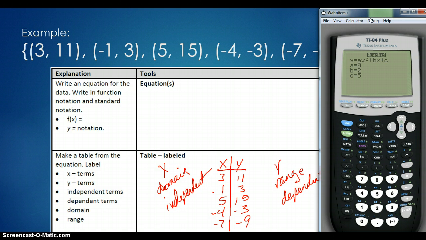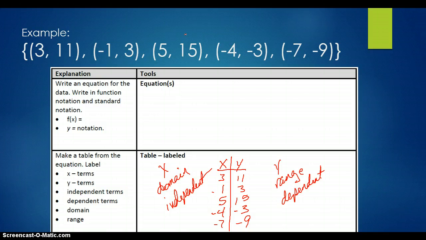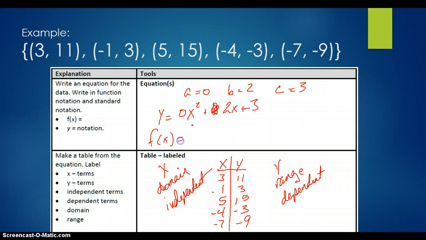Let me move my calculator. So you should still be seeing this on yours. We've got A equals 0, B equals 2, and C equals 3. So let's rewrite that equation. I also want to put it in function notation. I don't need to rewrite the 0x squared because the 0 times the x squared is just a 0, and 0 does not affect anything. So here we go. Now I've got my table and I've written equations both in f of x and y equals notation.